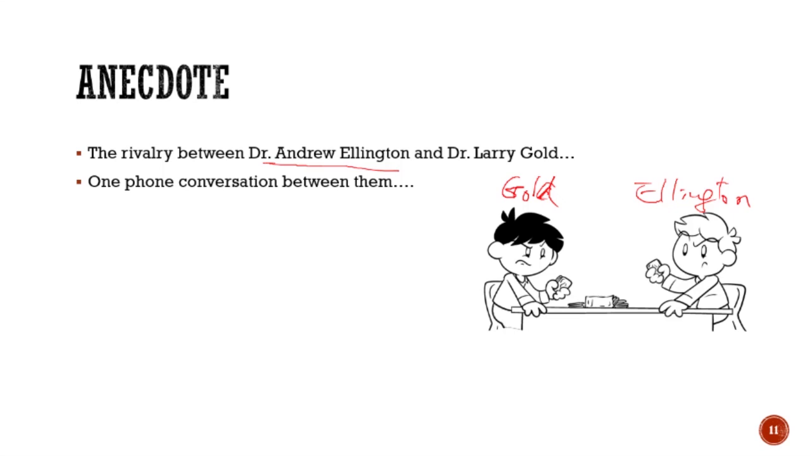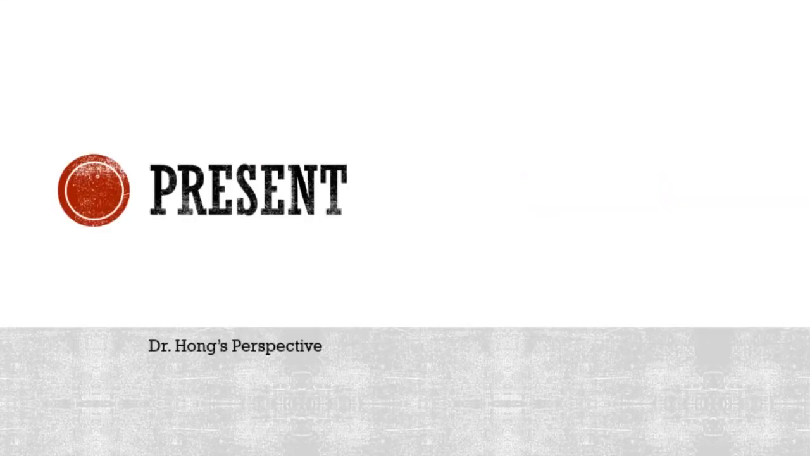He was so mad on the phone yelling to Dr. Gold, and I don't know the details of that conversation. Neither does the person that told me know the details. But the person that told me said that Dr. Ellington was very, very angry on the phone with Dr. Gold. You figure. So where did I hear that? Stay tuned to the end, and we will get to the end of the story. All right, so that is the historical perspective, and then let's move on to some of the present.